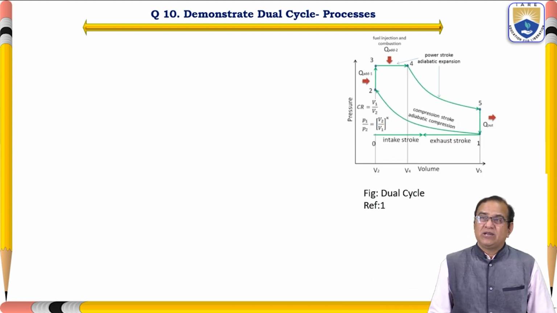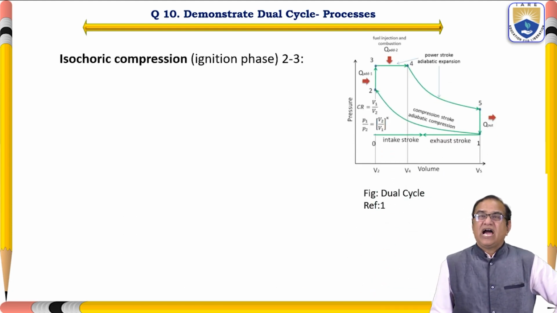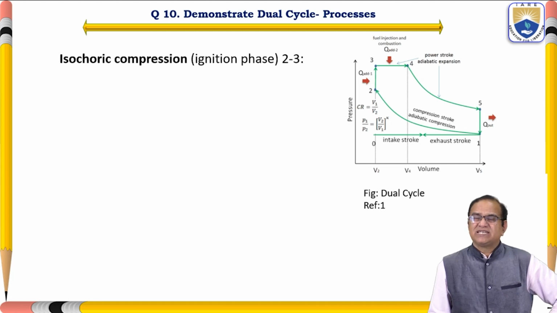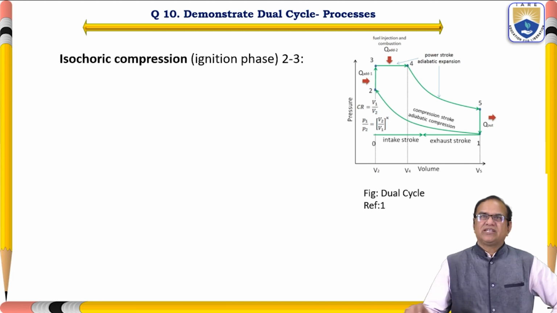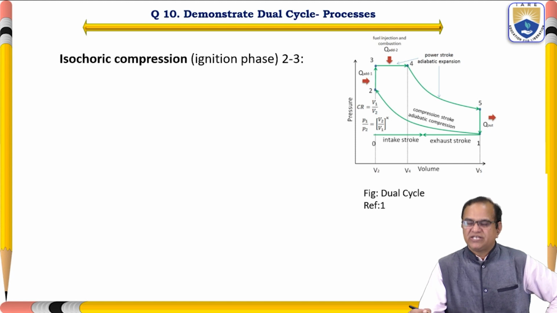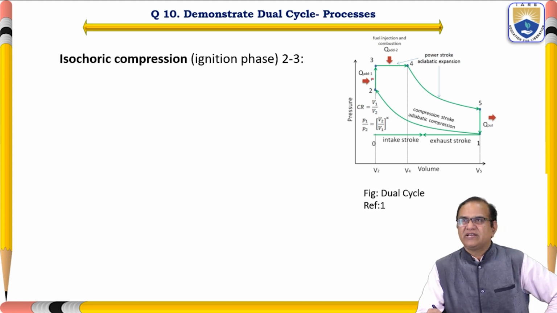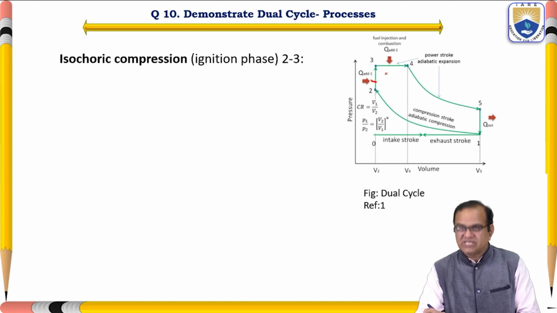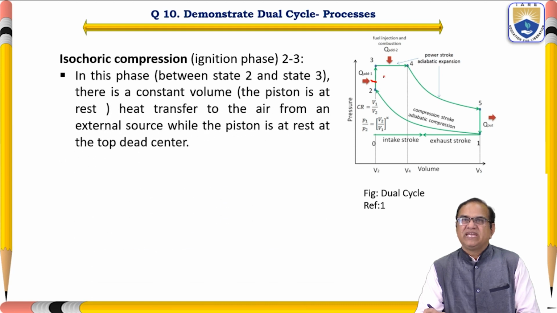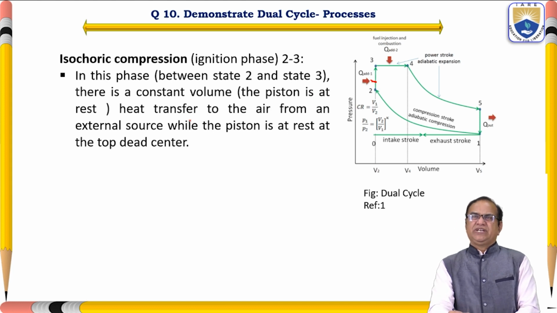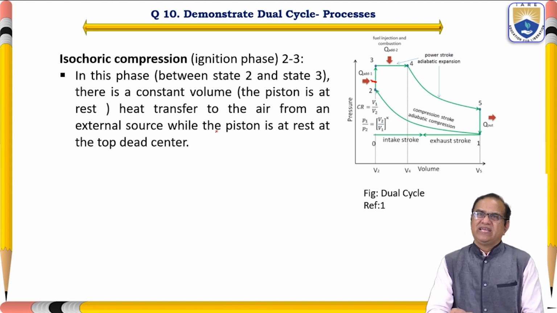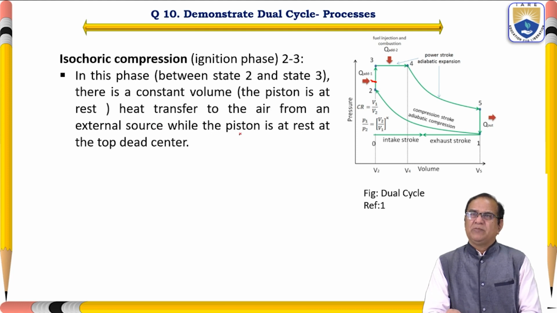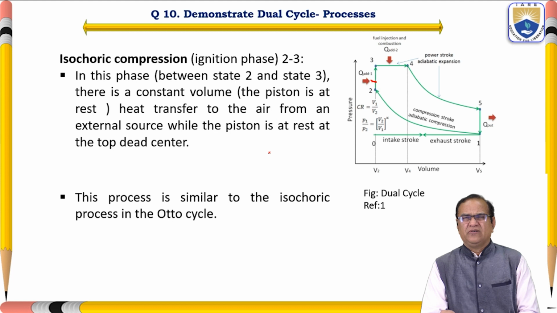Demonstrate dual cycle processes, isochoric processes, and it is called the isochoric, that is the 2 and 3 here. This is the isochoric process. Then we will see that in this phase 2 to 3, there is a constant volume, that is, the piston is at rest. Heat is transferred to the air from an external source while the piston is at rest, at the top dead center.